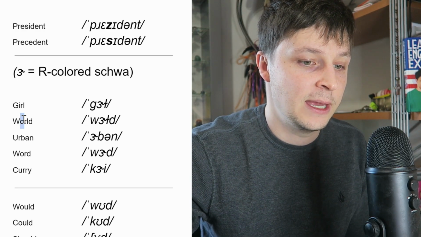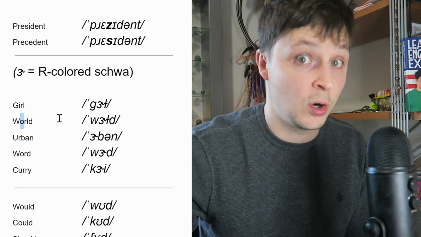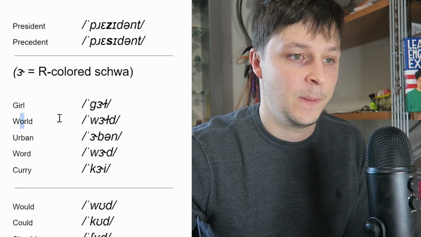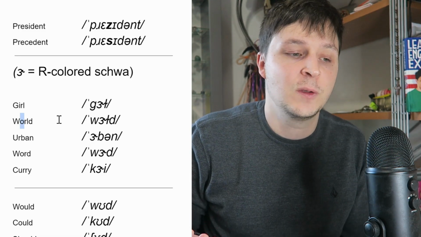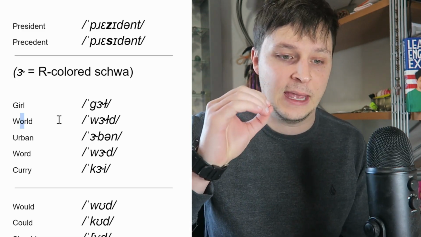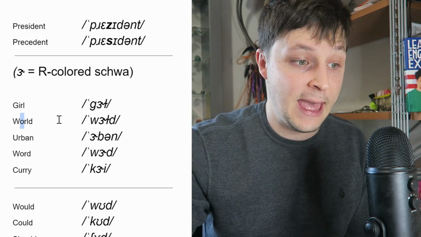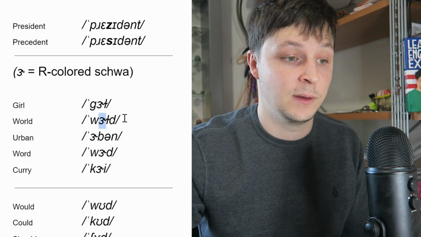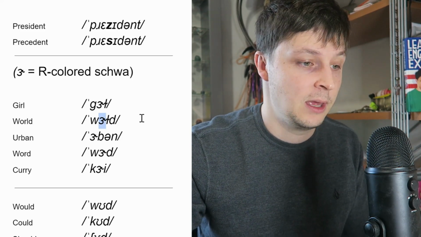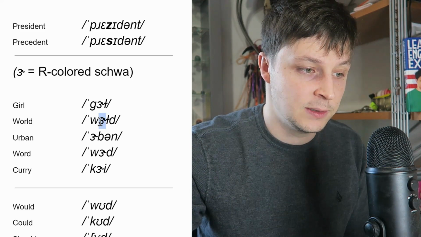A lot of times Italians see the word world and they think, wow, there's an O, so I have to say world. The truth is, you don't pronounce an O. You don't pronounce any vowel other than that R colored schwa. So it's world, okay? Girl, world.